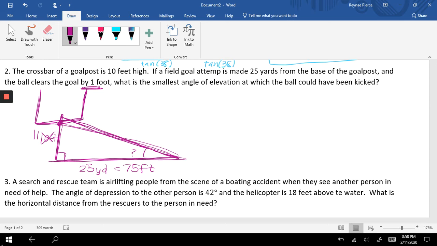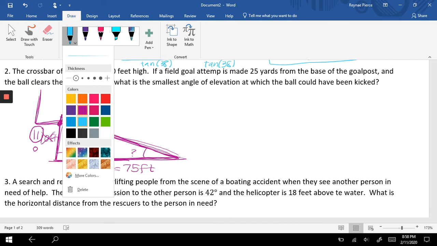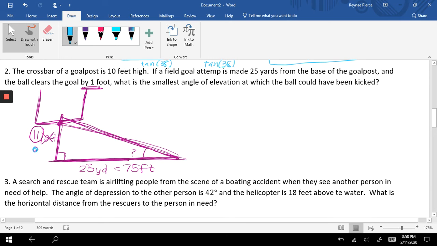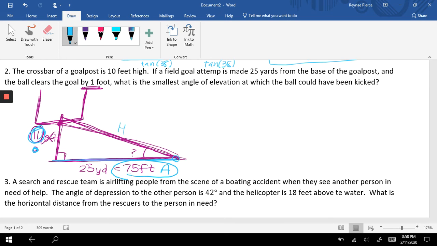Okay, so our vertical distance here, remember, is 11. That is opposite our angle. Okay, this 25 yards or 75 feet, that is our adjacent side. Okay, here's our hypotenuse, but nothing is attached to it, so it's not important. Again, we've got opposite and adjacent, so that tells us we're going to use tangent. And tangent of some angle is going to be 11 over 75.